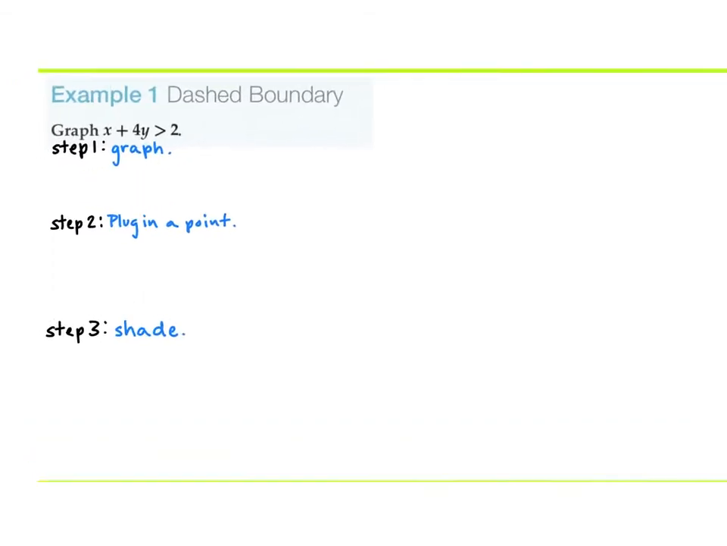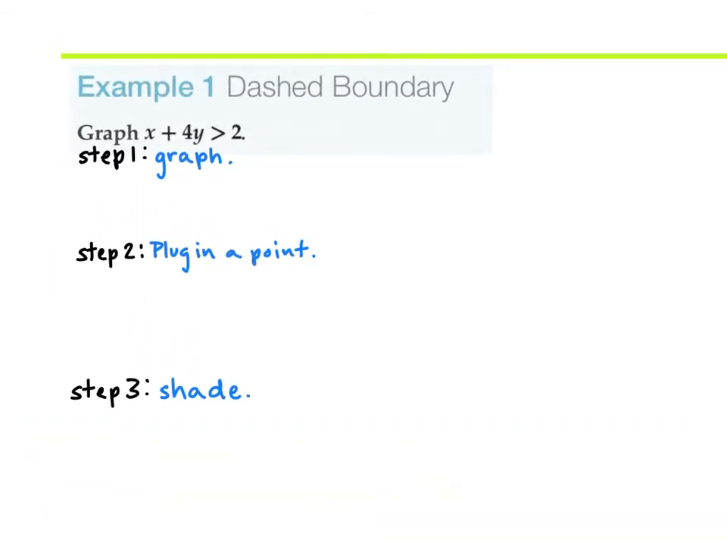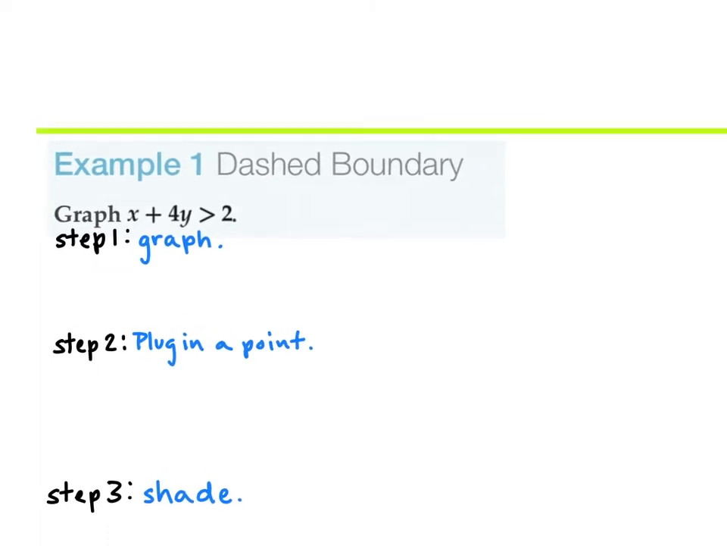All right, so this brings us to our first example. So first thing we need to do is graph. So in order to graph this, we're just going to change this to an equal sign so it looks like things that we've done in the past. So we have x plus 4y is equal to 2. Now we want this to be in slope-intercept form, y is equal to mx plus b, so then we can graph it. So we need to rearrange our equation a little bit here. So we want it to be y equals.